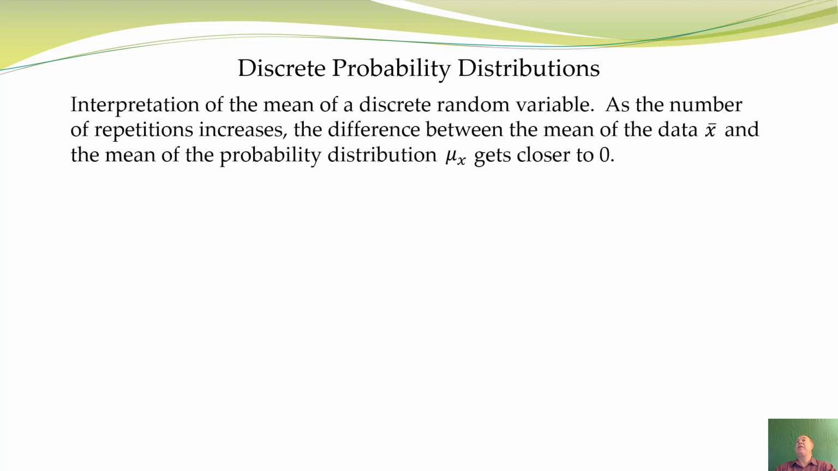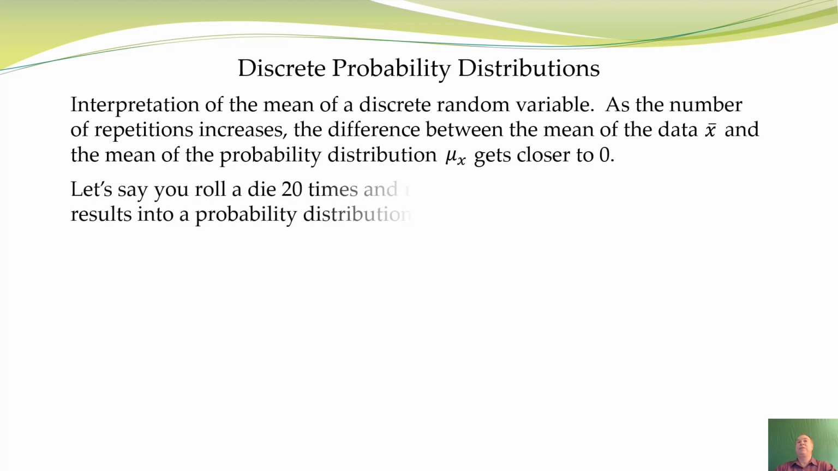Interpretation of the mean of a discrete random variable. As the number of repetitions increases, the difference between the mean of the data, x bar, and the mean of the probability distribution, mu of x, gets closer to 0. So the more you do this, the closer the data set comes to the probability distribution.